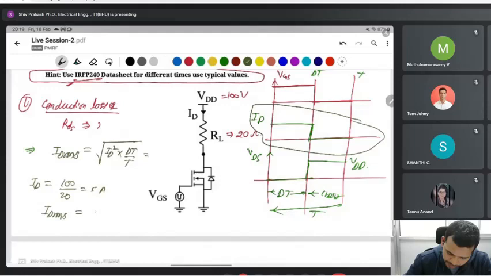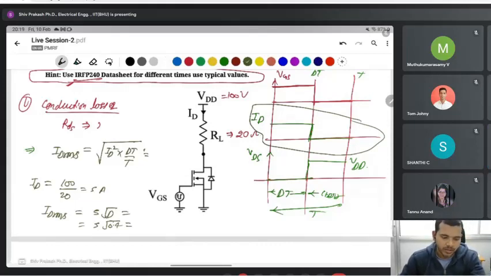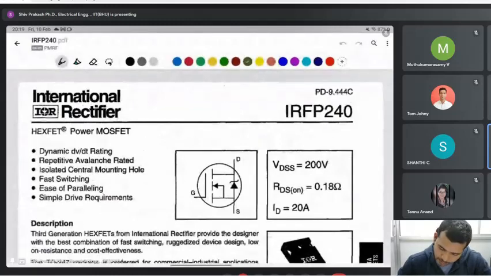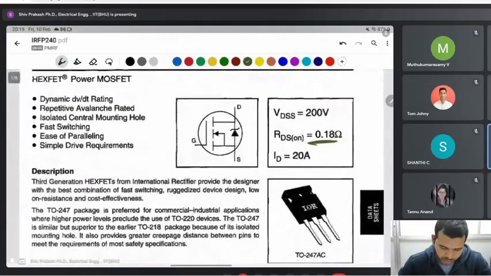ID RMS is 5 root D. The duty ratio D is given as 0.4. Then we find 3.16 ampere. We find the RDS on value, which is given in the data sheet. RDS on is given as 0.18 ohm.